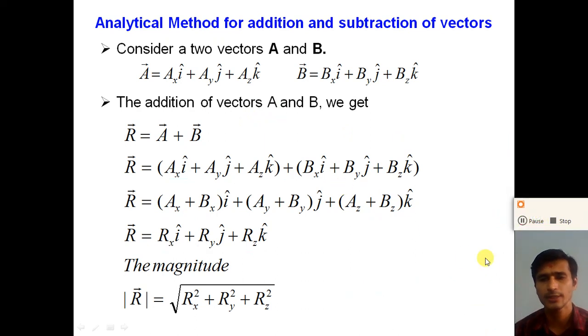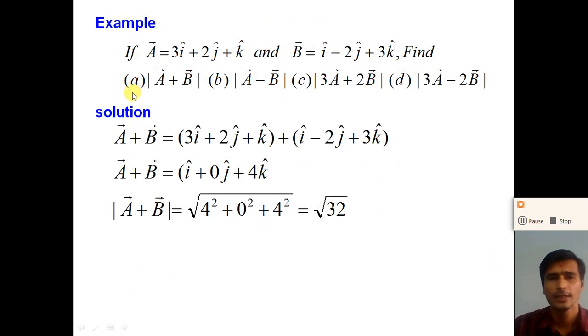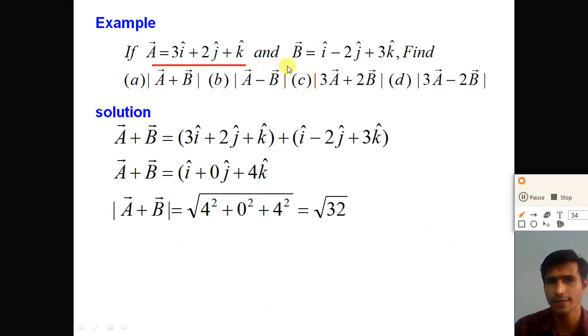So dear student, let us understand with the help of an example. If the vector A is given to you as 3i plus 2j plus k and vector B is given to you as i minus 2j plus 3k, here the two vectors are given in their component form.